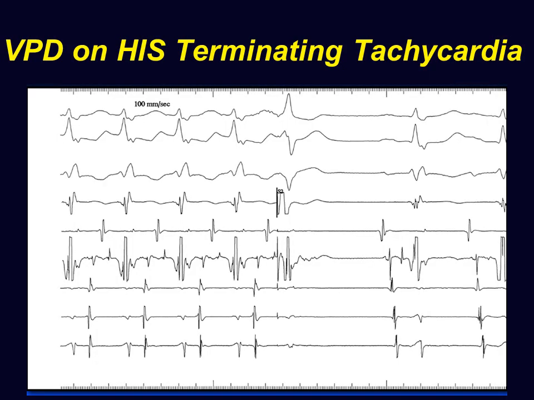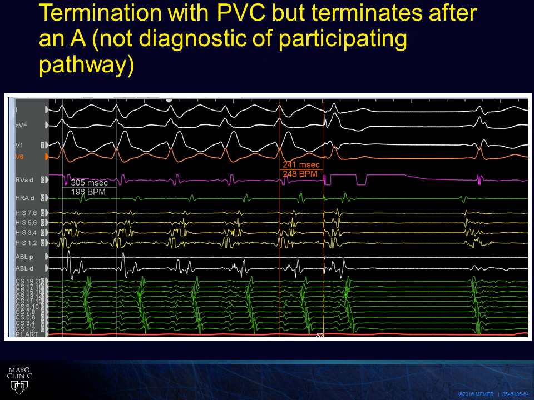And here is another PVC on His terminating the tachycardia. In fact, here is the PVC, and the His is already formed, so the antegrade, and in fact the QRS is fusing here and then terminates the tachycardia. On the other hand, if the PVC on His pulls in the A and the tachycardia terminates here, that means there is a pathway present, but it does not tell you whether the pathway is participating in the tachycardia, because the tachycardia terminated at the AV node and not at the pathway itself.